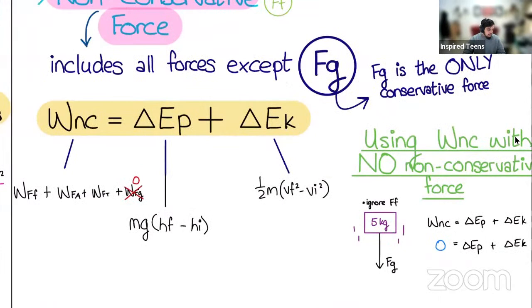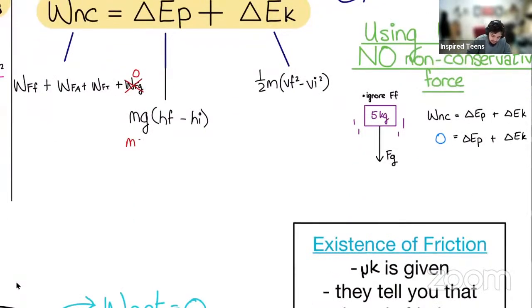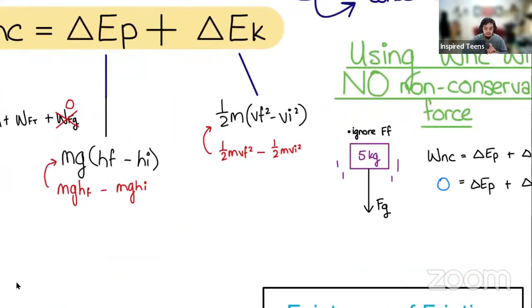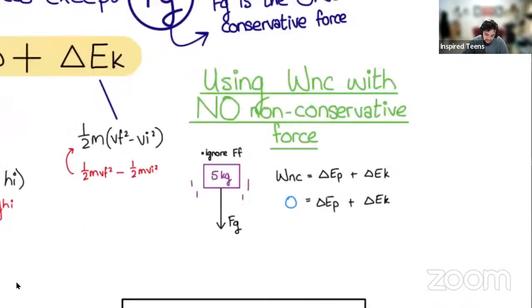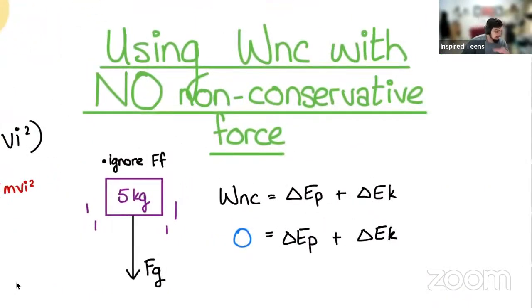And then delta EP is equal to the change in potential energy. So remember, it's normally mgh final, the height at the final position, minus mgh initial. And how did we get this? We just took the common factor of mg. And here as well, it's half mv final squared minus half mv initial squared. And how did we get that? We just took the common factor of half m.